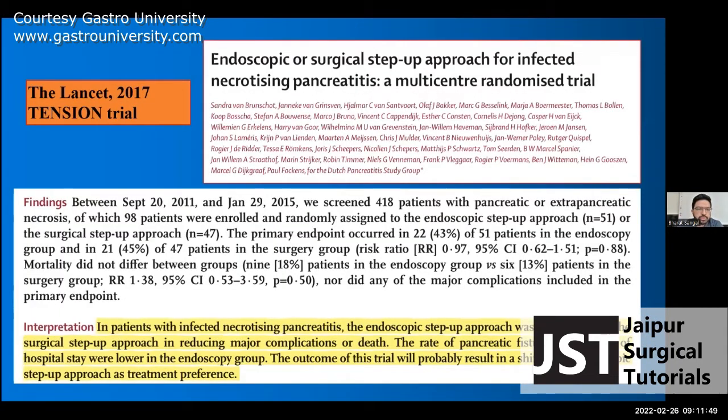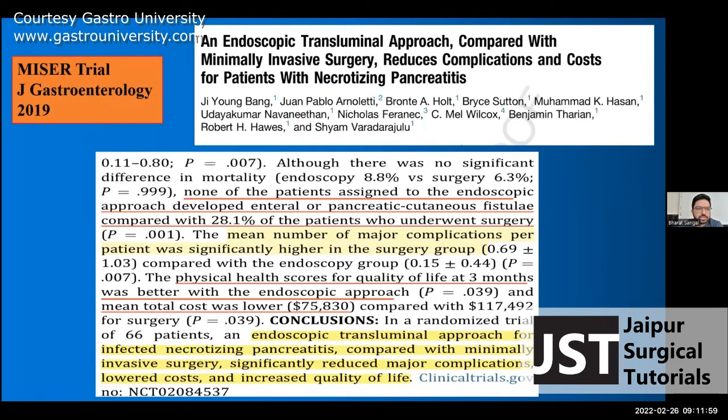The other trial, which also showed that pancreatic fistulas and length of hospital stay were lower in the endoscopy group, was the TENSION trial in 2017. Following that, there was the MISER trial in 2019, which showed that complications in the endoscopic approach were less, and even the cost for the patients was also less.